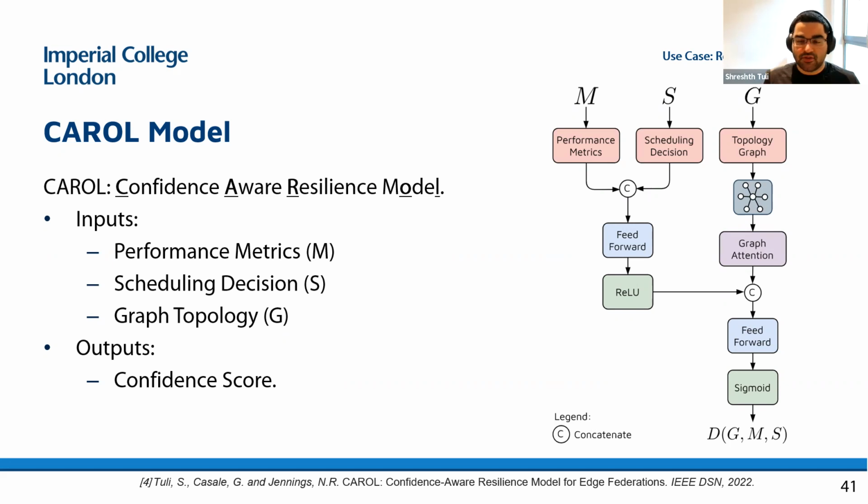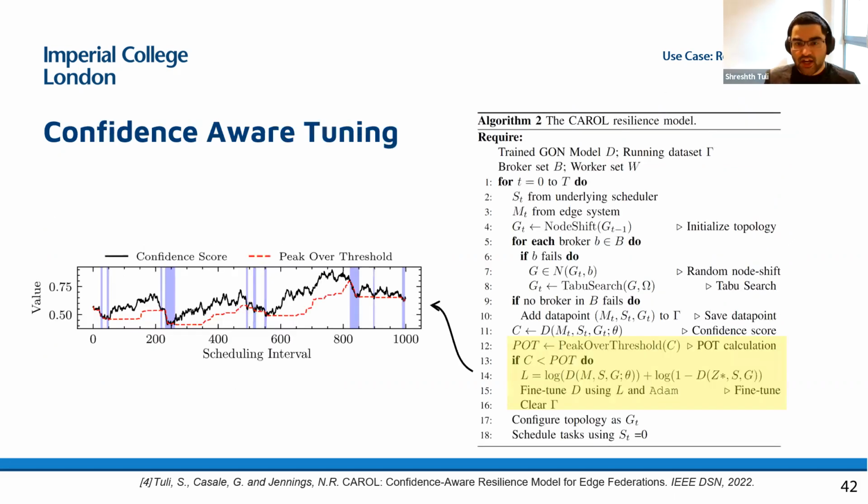We want to reduce the number of times that we tune these surrogate models. And to do that, we have these performance metrics as well as confidence scores. And similar to the Gobi and MCDS methods, we can utilize the performance metrics such as QoS estimates to optimize the topology of the edge federation, that is, to find out what is the optimal node shift operation. And we can use these confidence scores to decide when to fine tune the surrogate model.